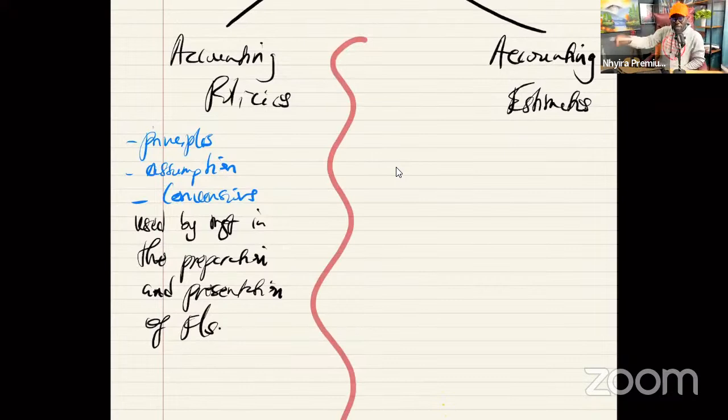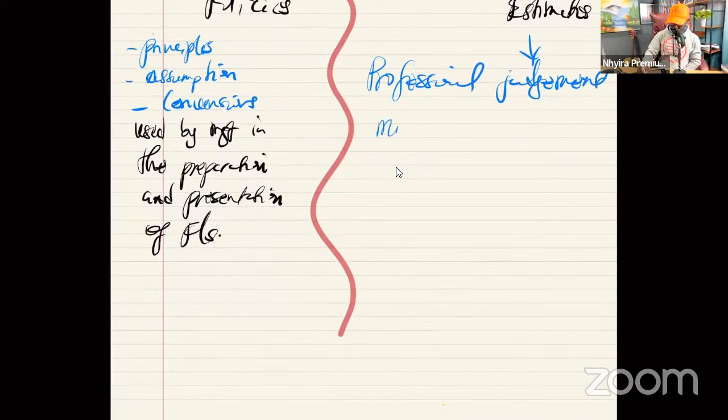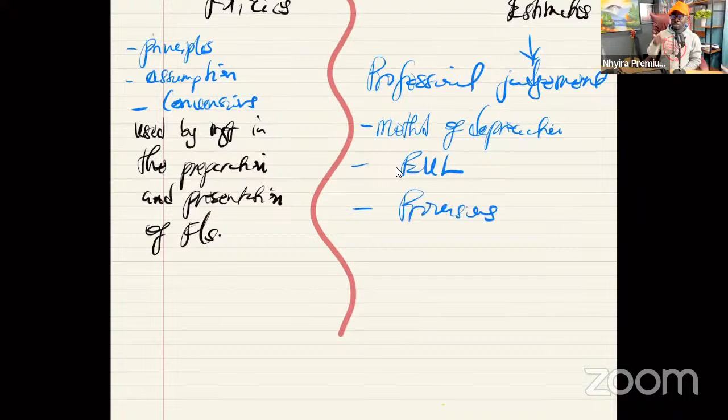Then we have accounting estimates. Accounting estimates are just the professional judgments used by management in the preparation of financial statements, on items which don't have solid assumptions to be used. Let's give some examples quickly. For instance, method of depreciation, the economic useful life of an asset, making of provisions. These are accounting estimates because they are based on the judgment of management.